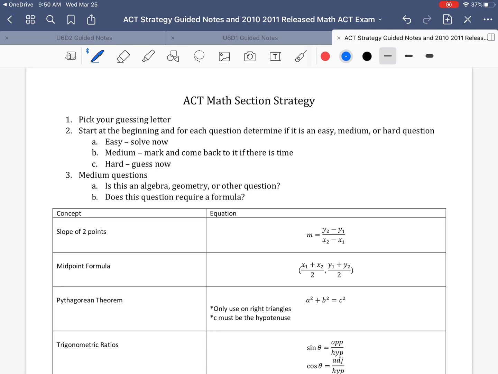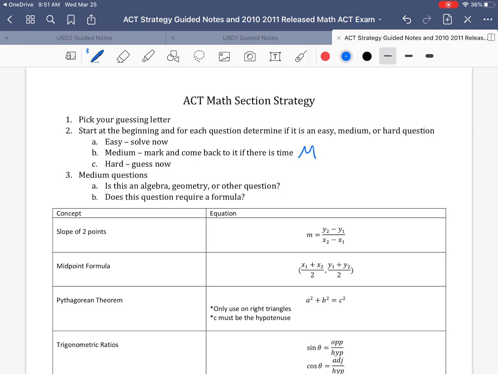All right, the second strategy I want you to implement is when you start at the beginning of your test, I want you to do a quick check of, is this an easy question, a medium question, or a hard question? If it is easy, you know exactly what you're supposed to do, solve it then. Take that time, figure it out, work through it carefully, but relatively quickly. If it's a medium question, I just want you to put an M, mark it, and then come back to it later if there's time.